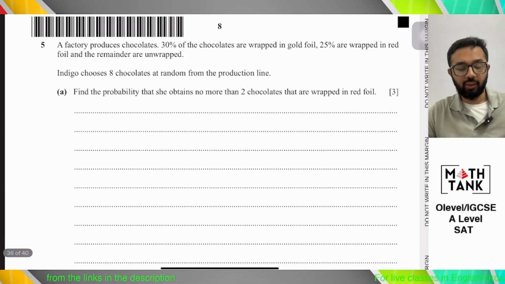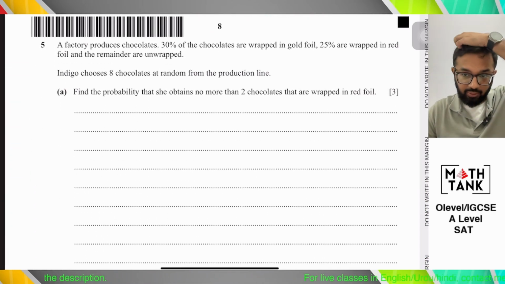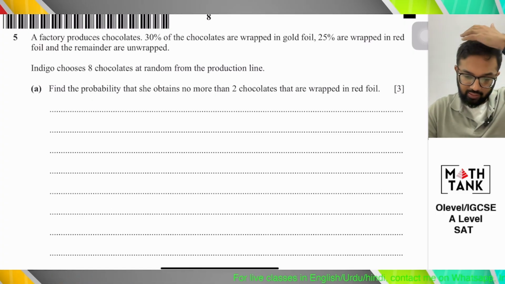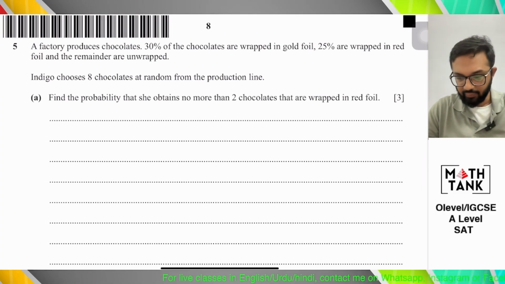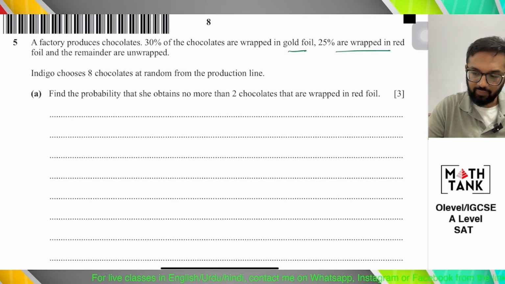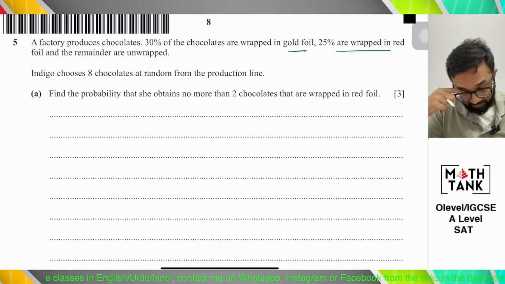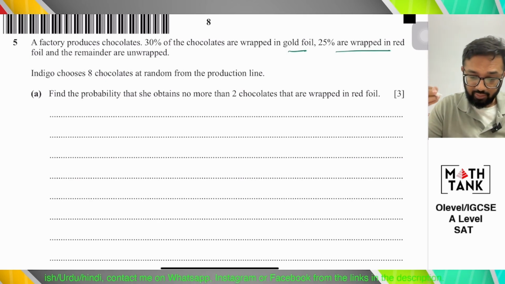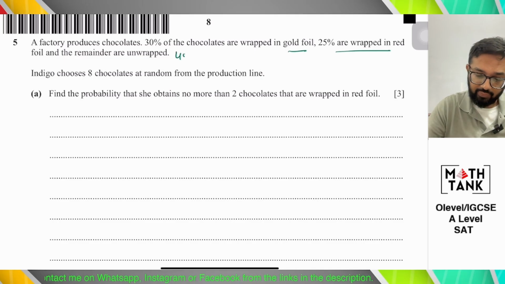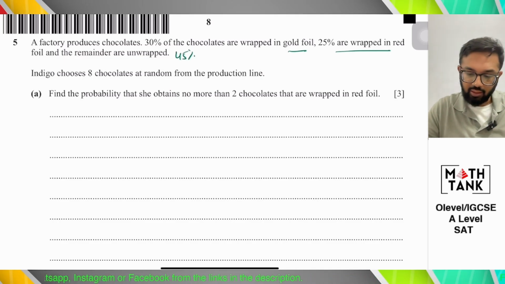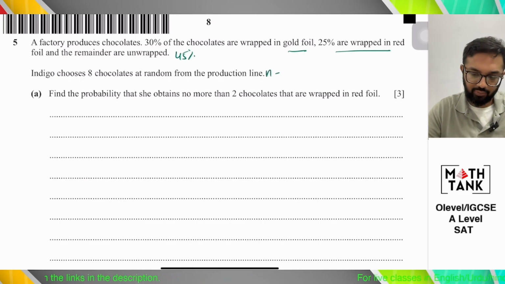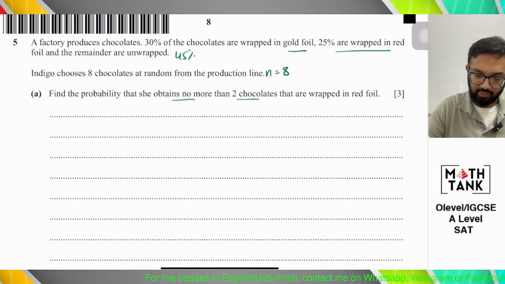Then question number 5. It says a factory produces chocolates. 30% of the chocolates are wrapped in gold foil, 25% are wrapped in red foil, and the remainder are unwrapped. So how many does that leave? That leaves 45% as unwrapped. Indigo chooses 8 chocolates at random from the production line, and the probability that she obtains no more than 2 chocolates that are wrapped in red foil.